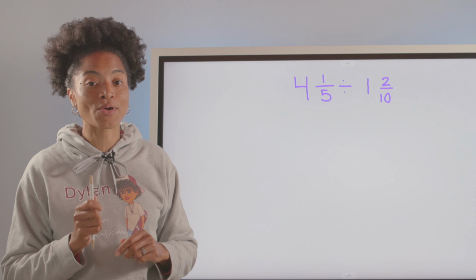Bring the division sign down for now. And we're going to change this next mixed number fraction to an improper fraction using the same strategies. So we want to do 1 times 10, which gives us 10.